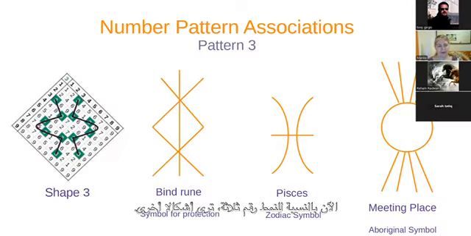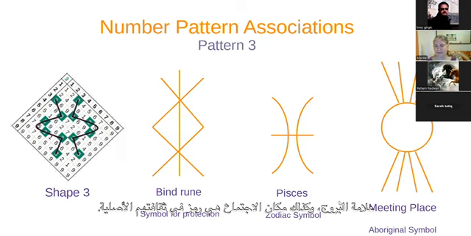Now, for pattern number 3, we see other shapes. The Vine rune for protection is a little bit not so symmetric because of my drawing skills with this program. And Pisces, the symbol of the zodiac sign, as well as a meeting place symbol in Aboriginal culture.